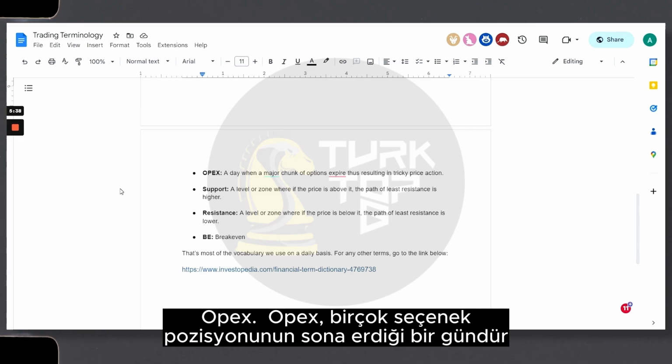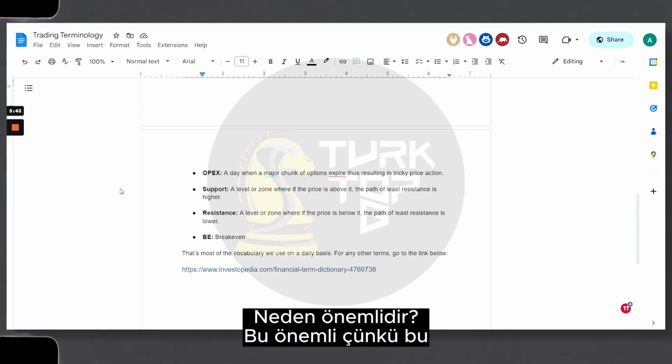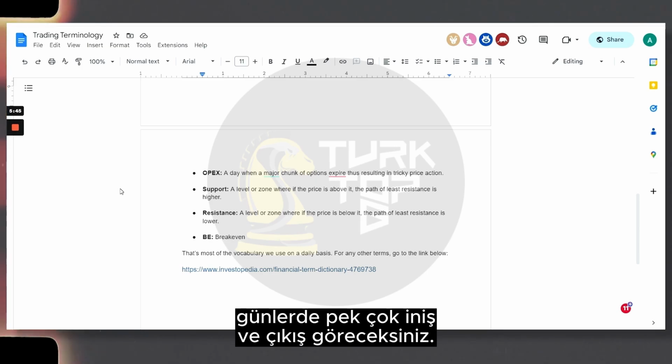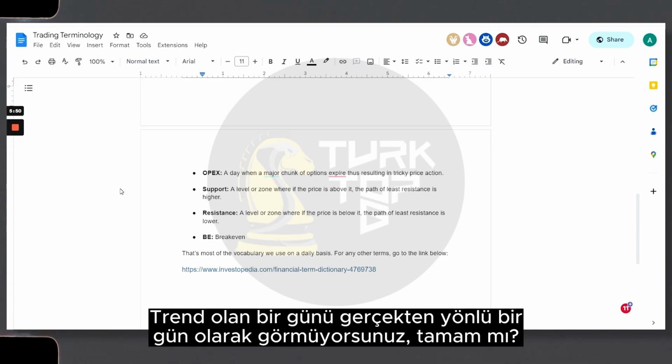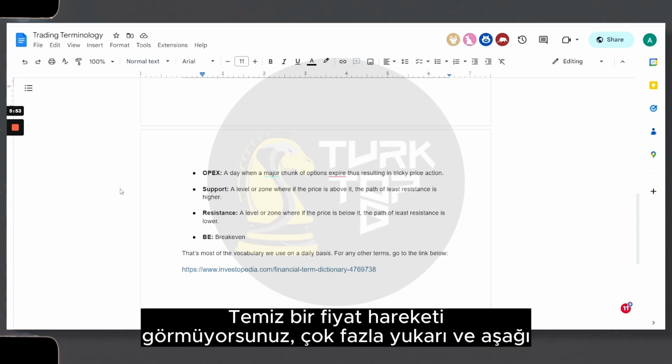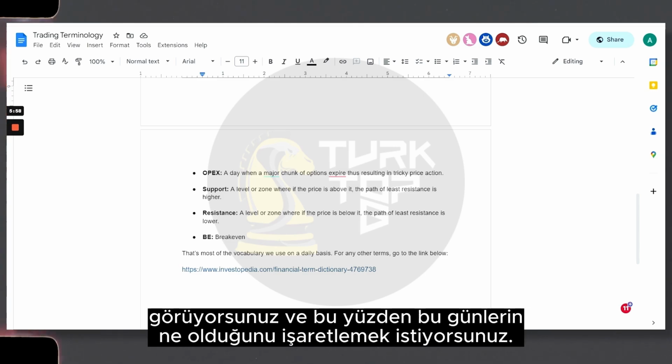OPEX. OPEX is a day when a lot of options positions expire. Why is it important? It's important because on these days you will see a lot of up and down. You don't really see a trending day, a directional day. All right. You don't see some clean price action. You see a lot of up and down. And that's why you want to mark out what these days are.